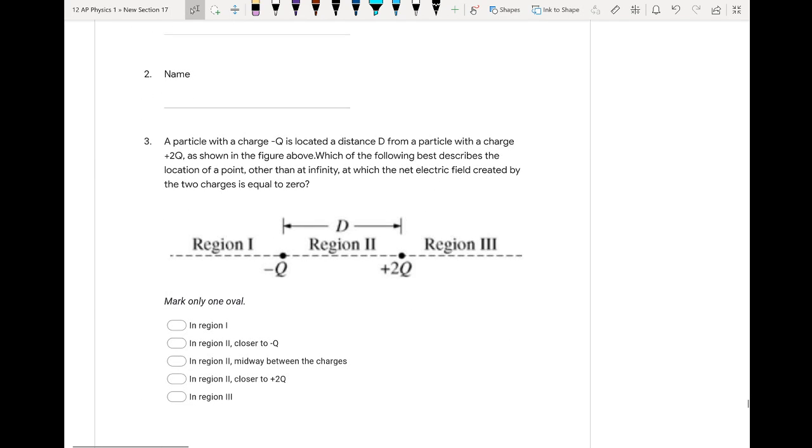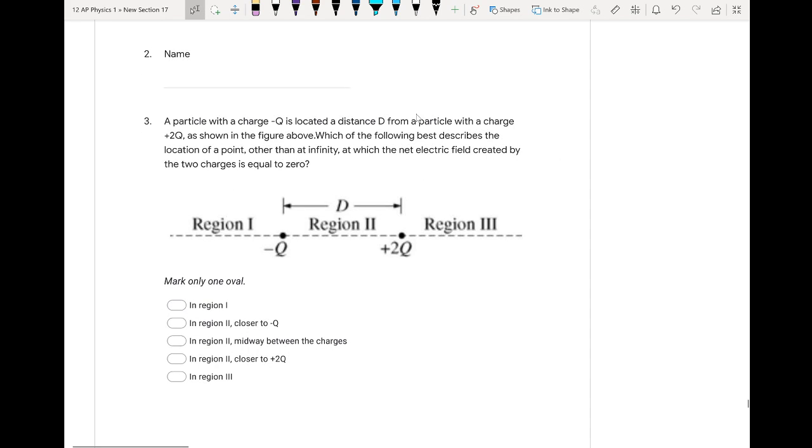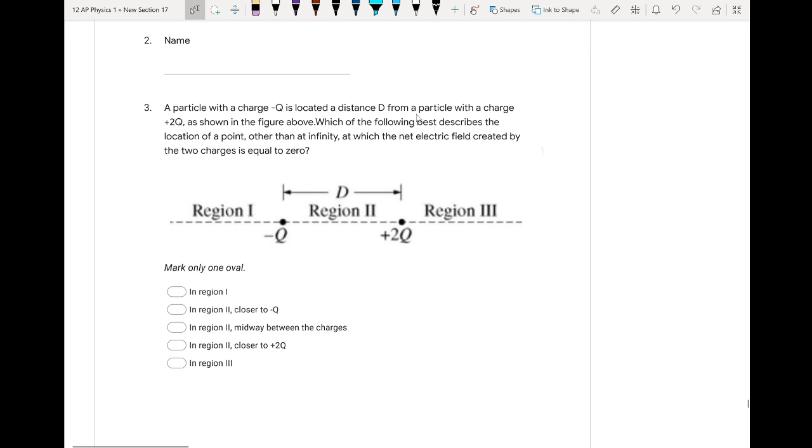Okay, let's check these practice questions out. So with the first one, we're saying a particle with a charge negative q is located at a distance d from a particle with a charge positive 2q as shown in the figure below. Which of the following best describes the location of a point other than infinity at which the net electric field created by the two charges is equal to 0?